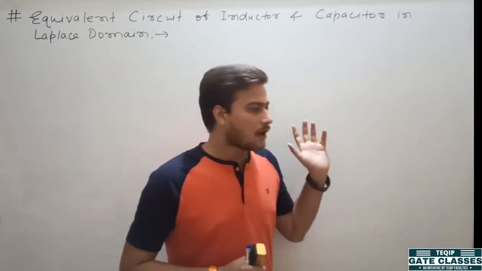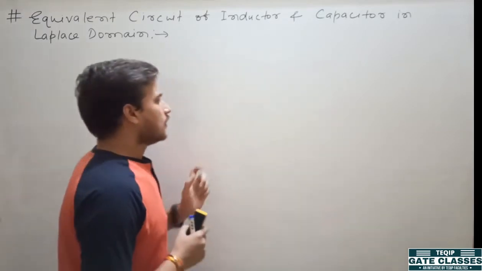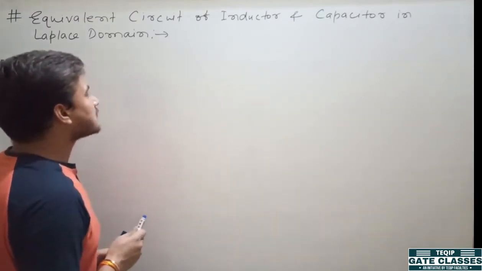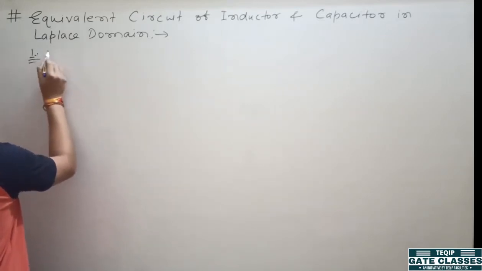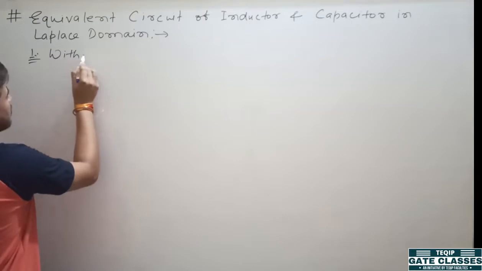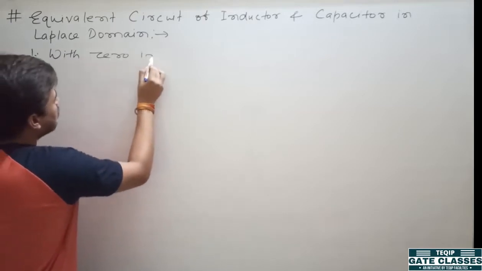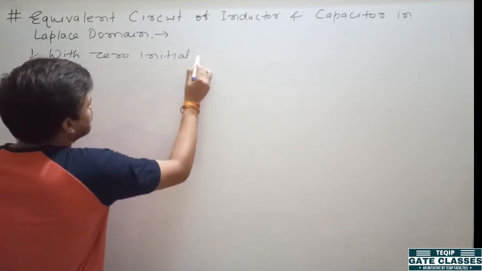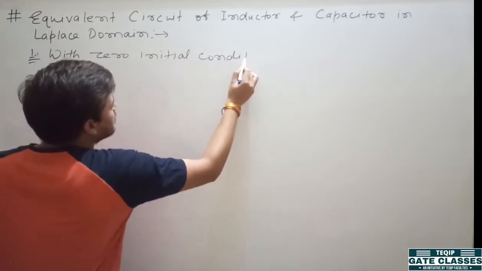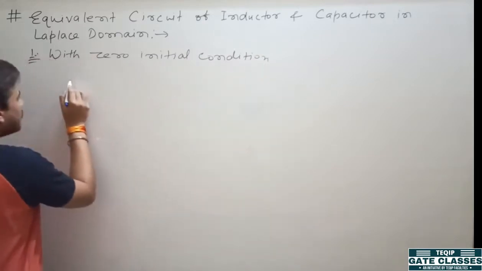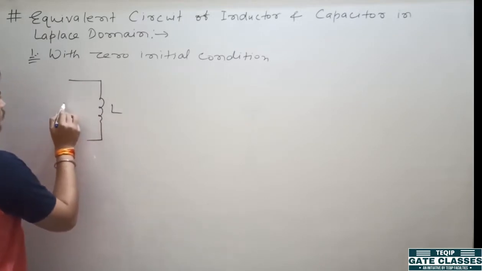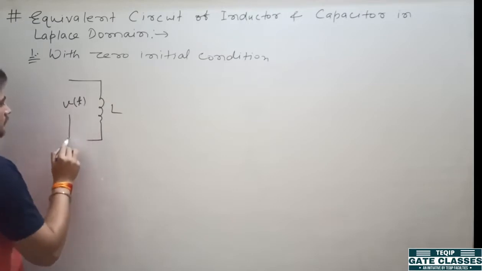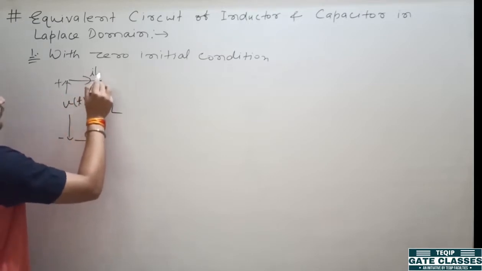So let's see how to write the model of inductor and capacitor in Laplace domain. See, first is with zero initial conditions. When the initial condition is 0, now suppose we are having an inductor. This is L. This is the voltage applied across the inductor, plus minus Vt. Here the current flowing will be It.